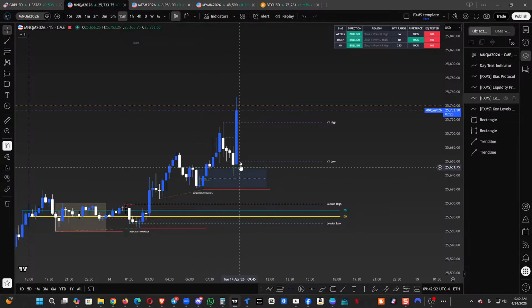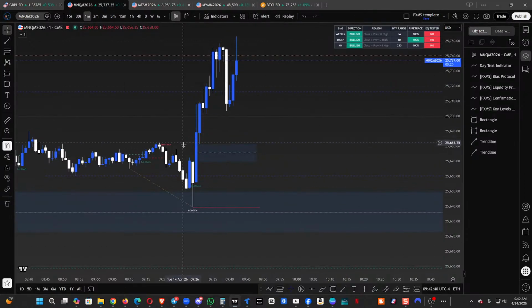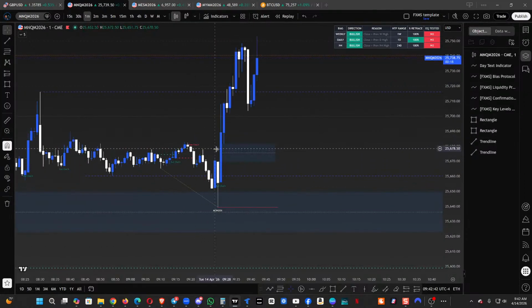Step 3 is we need a displacement or an imbalance, which you can see right here is forming. And then if we drop down to the 1 minute, we can see that we did get an imbalance. And then step 4 is that we will see a change of character, which we can see here we have, where price has broken through this consolidation, this structure here, which was going down, and now we have the displacement through and the change of character.